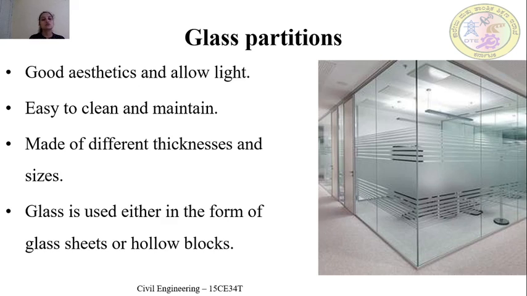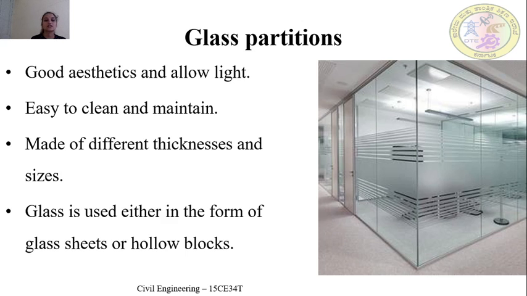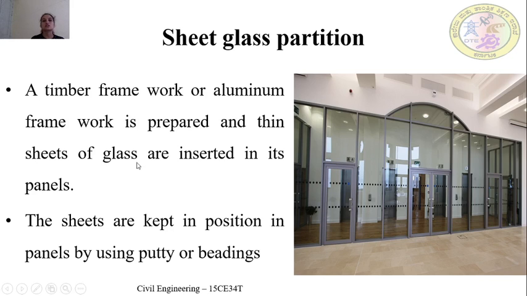So glass is used either in the form of glass sheets or hollow blocks. Like I said, glass partition walls can be made in the form of either glass sheets or hollow blocks. So let's move on to the first type of glass partition, that is the sheet glass partition.